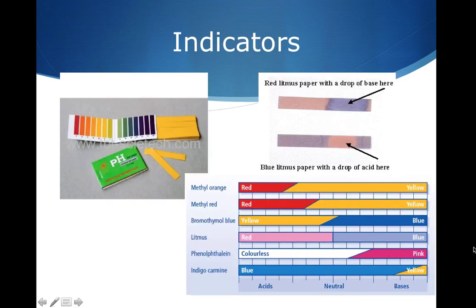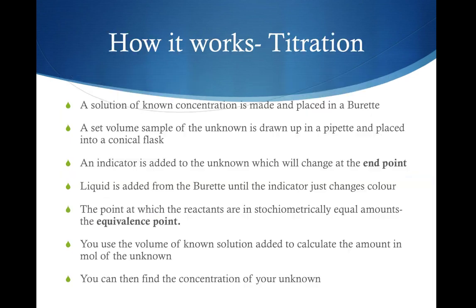Okay, so if you were using this, it goes from red to yellow. You'd want to stop it when it was orange. Okay, you don't want it to get all the way to bright red or all the way to bright yellow, depending on which way you go. Okay, the point at which the indicator changes colour, that's your end point, because that's when you stop.